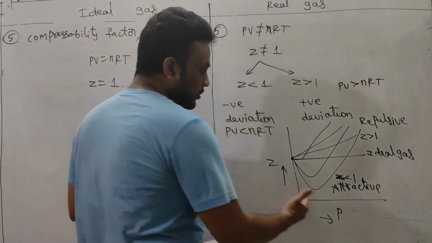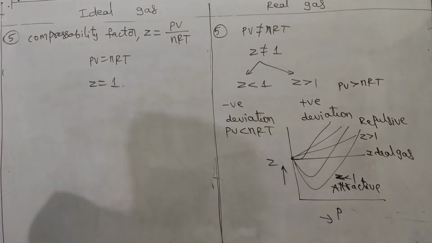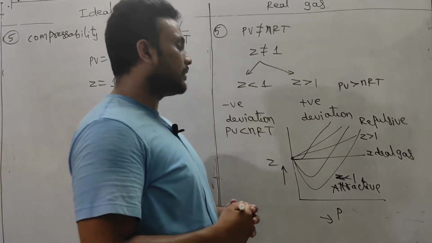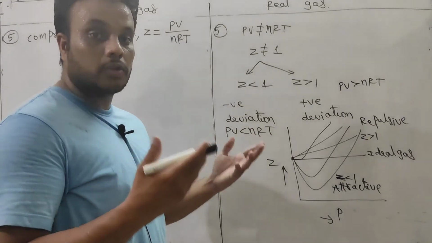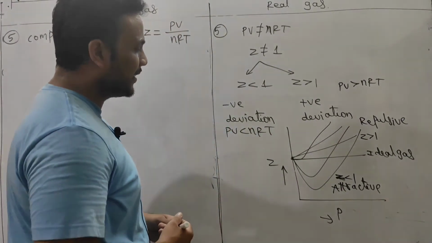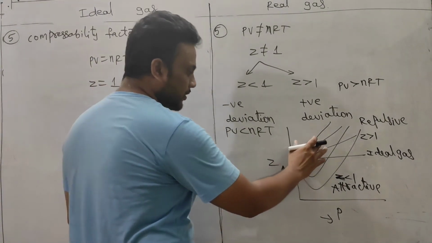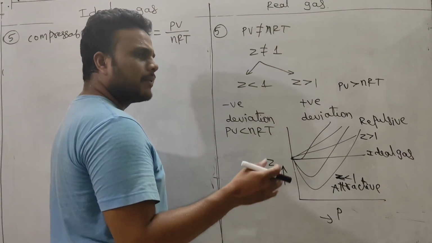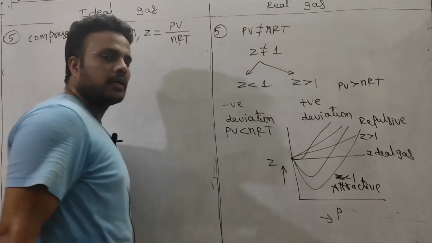So that's why after negative deviation they show a positive deviation as well. Overall we can say that negative deviation is due to attractive forces, but there is no continuous attraction. Repulsive forces are continuous, so that's why they always show positive. Some gases generally show positive deviation, some gases show negative deviation, but any gas which shows negative deviation finally shows positive deviation.